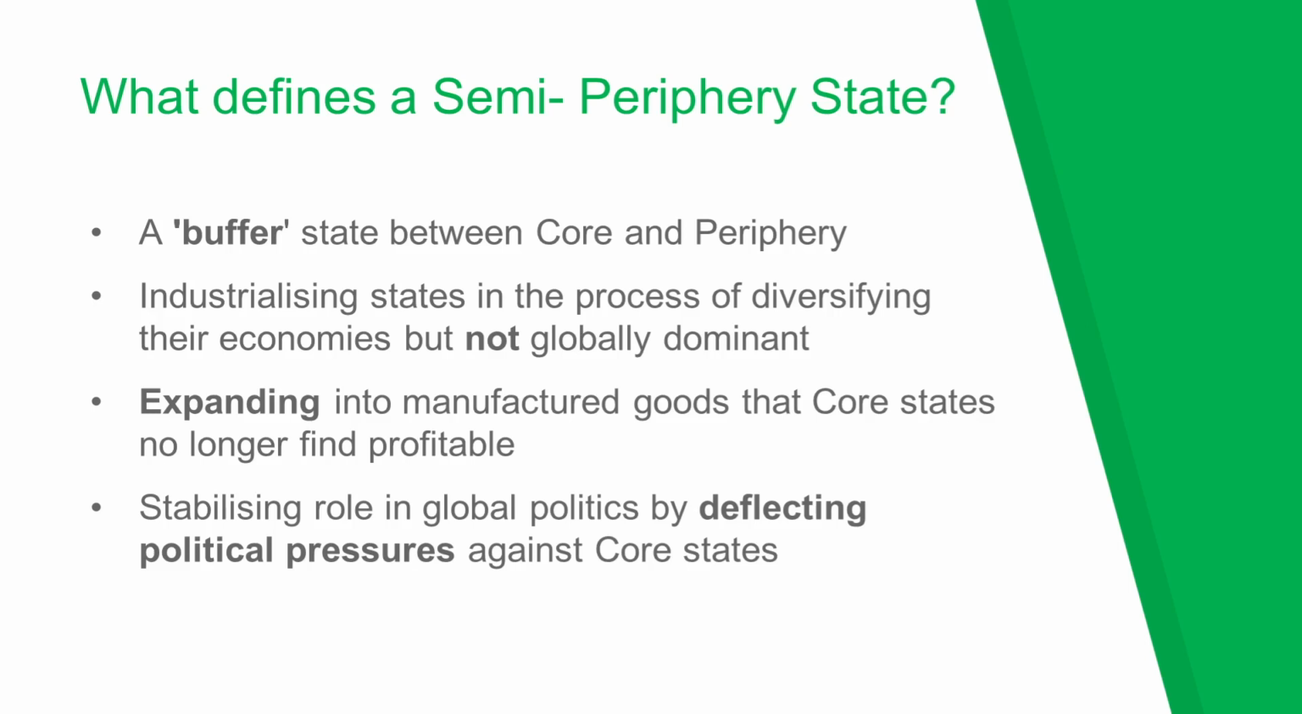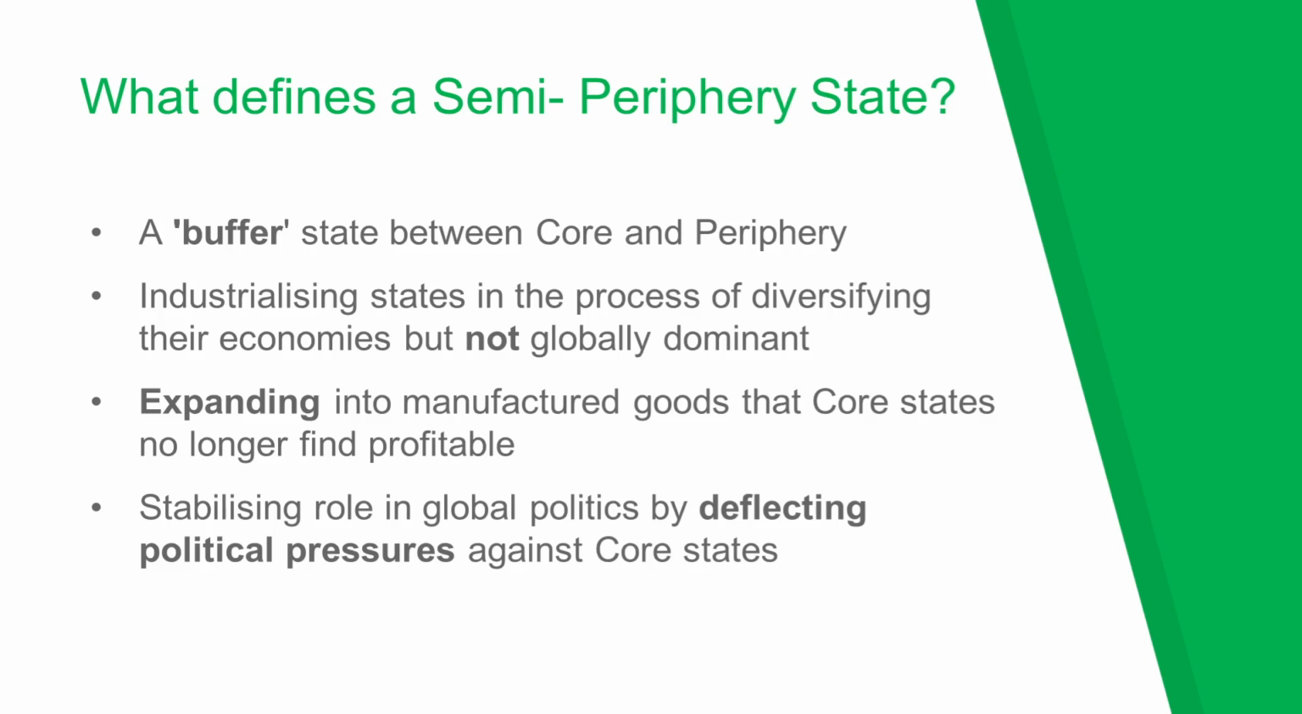They're generally industrializing states which are in the process of diversifying but are not globally dominant. So again, looking at countries like India, China, and Brazil, they fit very neatly within this, that they are diversifying, they are industrializing, but they're not in a position of being leaders in particular technological fields. They're not globally dominant players, although there are moves towards that. They're expanding into manufacturing goods, but by and large, ones that the core states no longer find profitable.